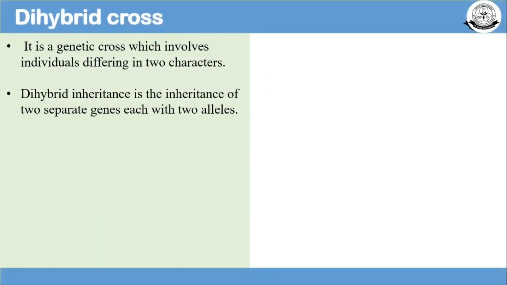A dihybrid cross is a cross of two different characters. Two characters are involved in this cross, and these two characters are inherited by two separate genes which are available in two different alleles. That means two characters, two alleles.